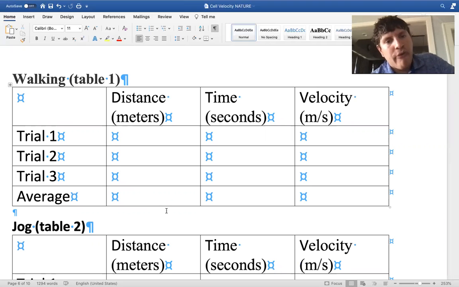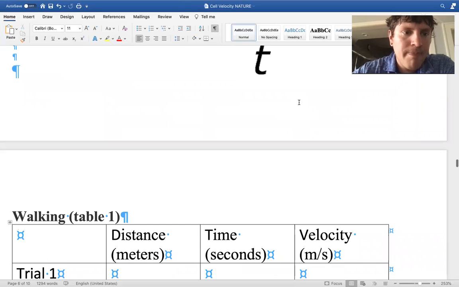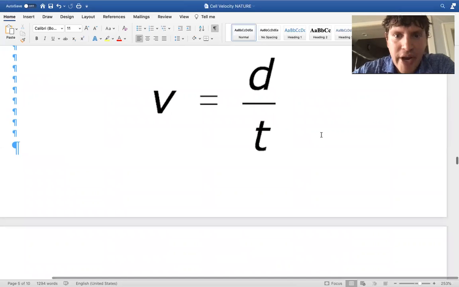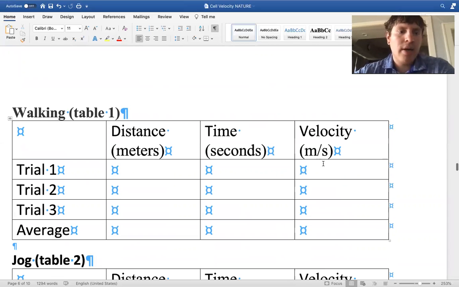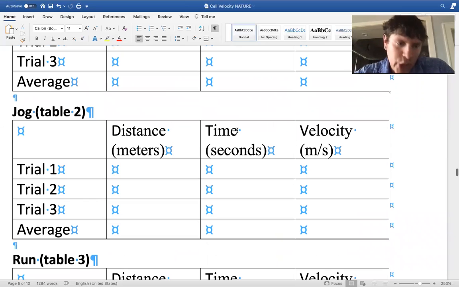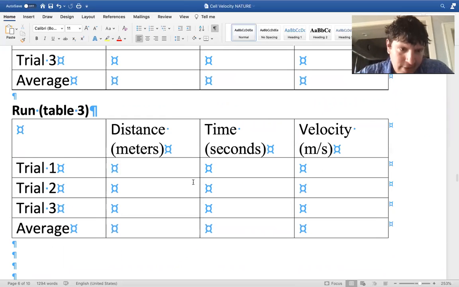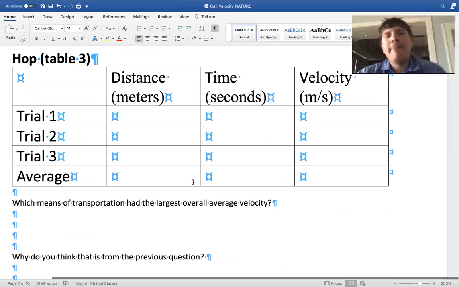Your time will be different depending on what you're doing. Obviously, you'll have a stopwatch for that, and then you'll just stopwatch yourself every time, and then you'll calculate out velocity using distance divided by time, and then you'll write them in here. And then you'll do the same thing for jogging, running, and then hopping. Okay.